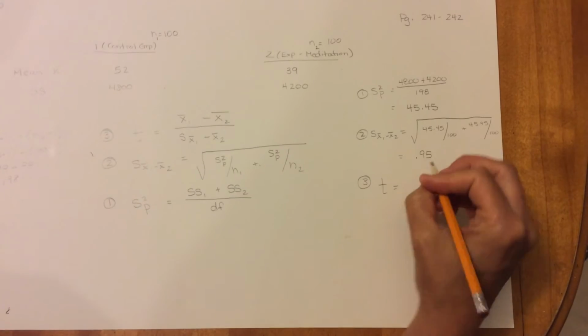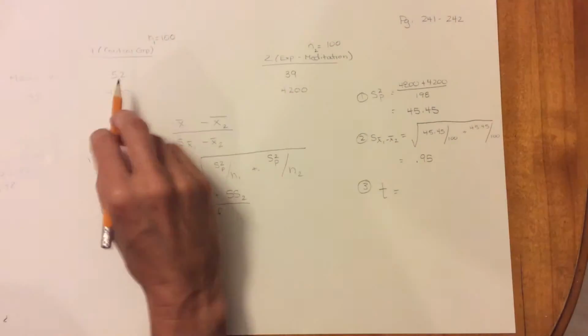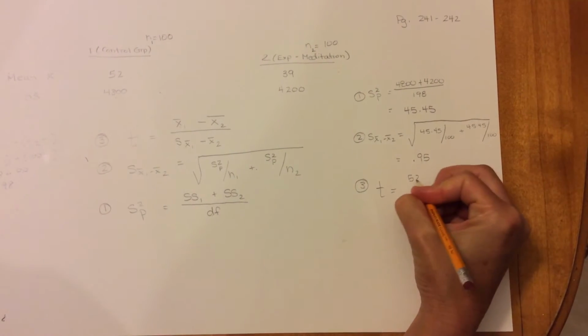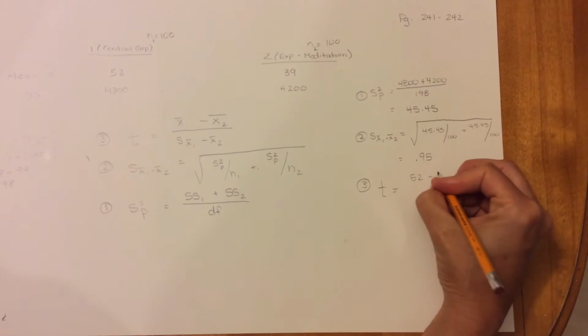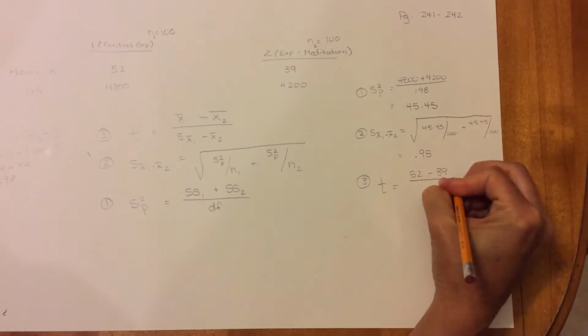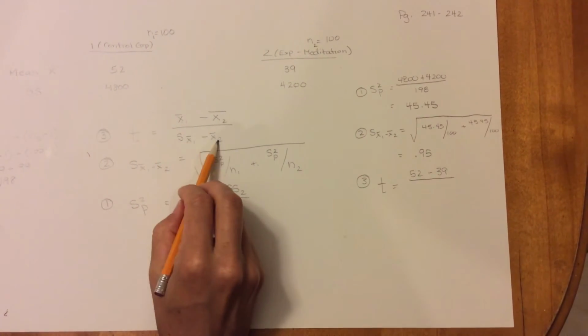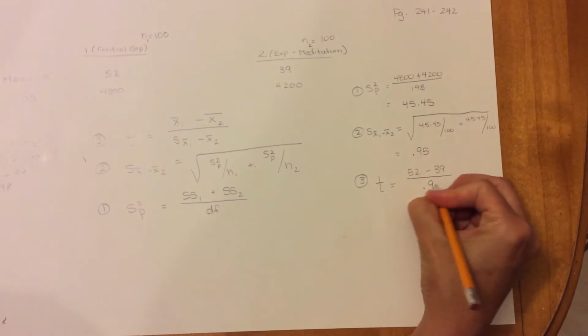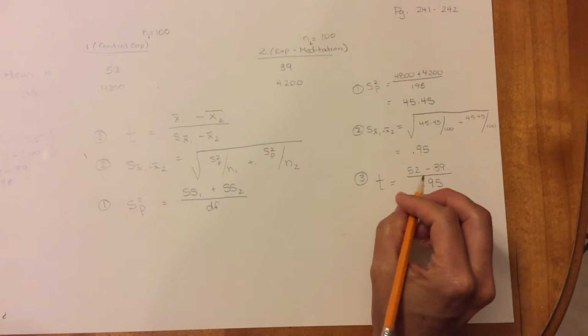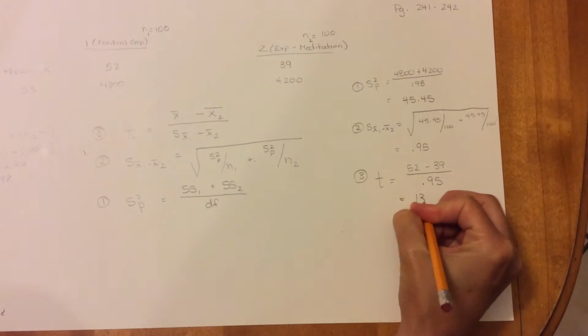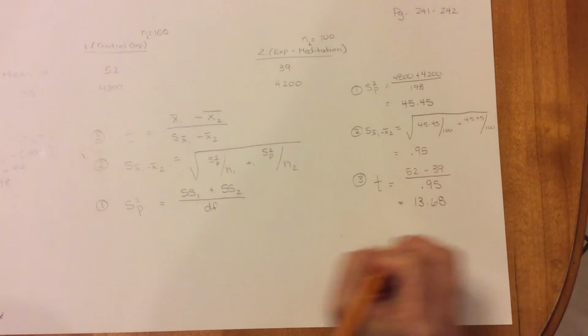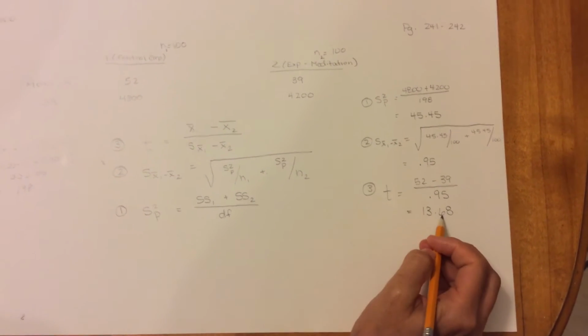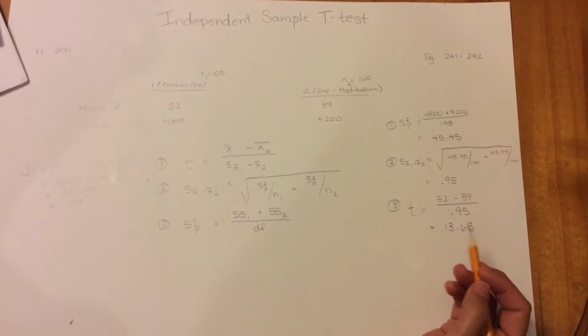So now we have this value that's going to go for our t, so our third step is figuring out our t statistic, and it's the mean of the first group, which was 52, minus the mean of the second group, which is 39, over this expression, which we solved in our last step, which is 0.95. Okay, if you do the math for that, you come up with 13.68. Okay, so that's the t that you get, but again, that's not the answer.